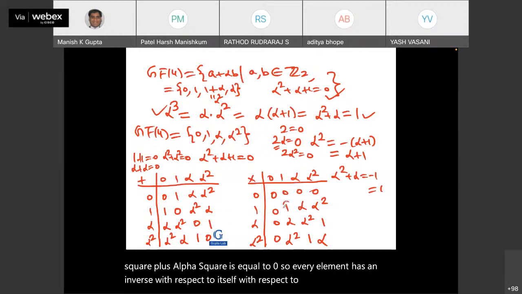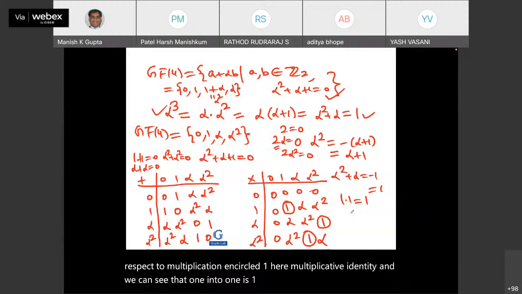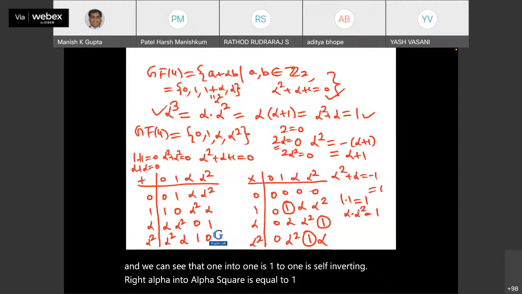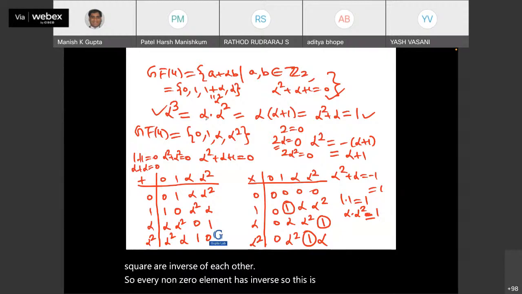Now with respect to multiplication, we encircle 1 here, the multiplicative identity, and we can see that 1 into 1 is 1. So 1 is self-invertible, right? Alpha into alpha square is equal to 1. So alpha and alpha square are inverses of each other, right? So every non-zero element has an inverse. So this is a field, a field with 4 elements.